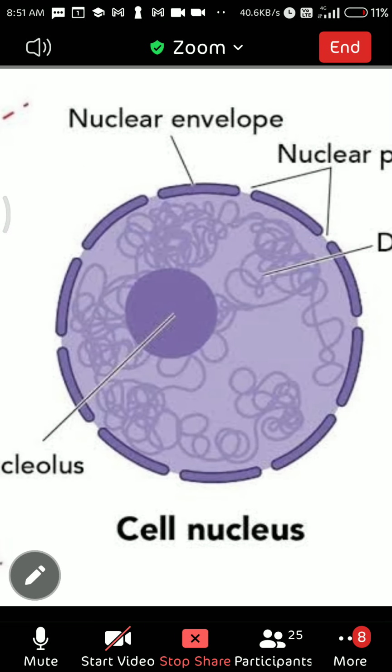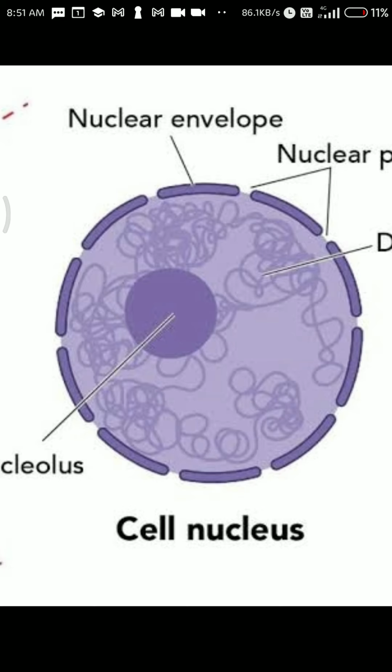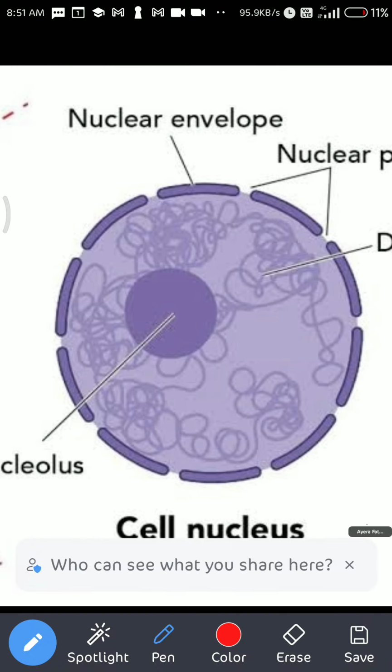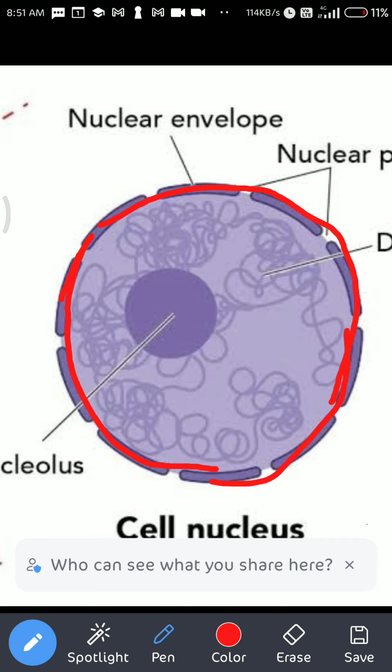This is nucleus. Are you able to see? So here you can see this. This is nuclear membrane, this outer covering. This is nuclear membrane, and this is nucleolus.